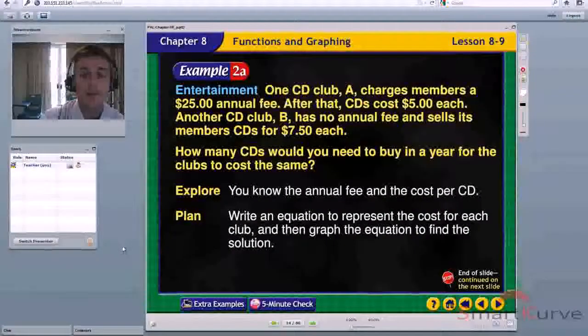CD Club A charges members a $25 annual fee. After that, CDs cost $5 each. Another, CD Club B, has no annual fee and sells its members CDs for $7.50. How many CDs would you need to buy in a year for the clubs to cost the same? You know the annual fee and the cost per CD. Write an equation to represent the cost for each club and then graph the equations to find the solution.